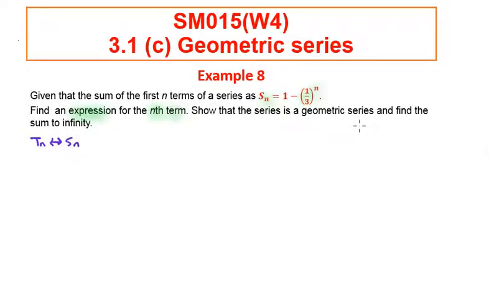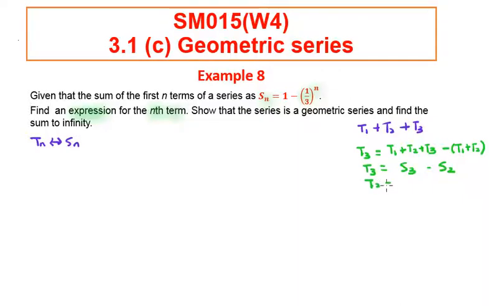Let's say we have a series with T1 plus T2 plus T3. We want to find the terms from the sum of three terms. Let's start with T1 plus T2 plus T3, and then we minus the sum of the first and second terms. This is equal to the sum of the first three terms minus the sum of the first two terms, which gives us T3.